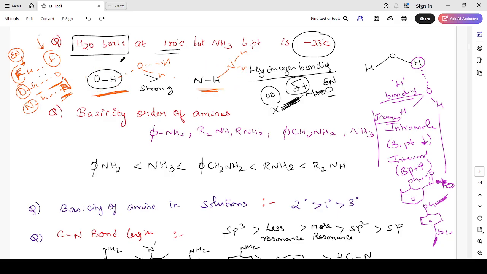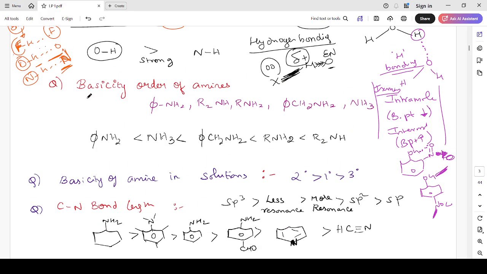That makes water boil at a very high temperature. You can see the difference here: 100 degrees Celsius and minus 33 degrees Celsius. That's the strength of hydrogen bonding. Understood? Yes. Yes.